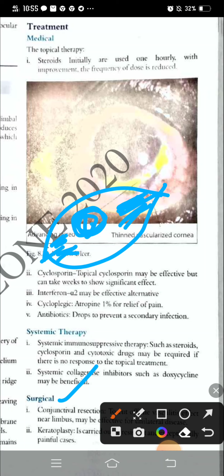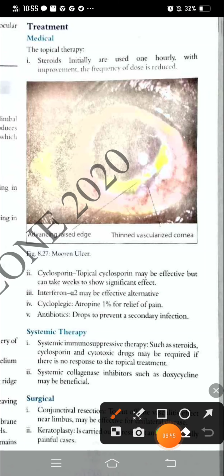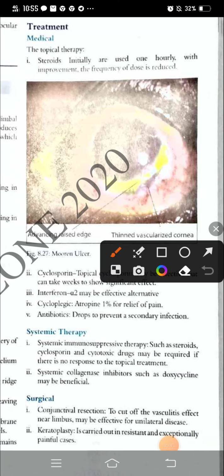Keratoplasty can also be done. It is done in very resistant cases. Why? Because it is a corneal graft, a graft from another person, so graft rejection chances are very high, or graft melting would occur in this case due to host immune response. So it is done only in resistant and exceptionally painful cases.